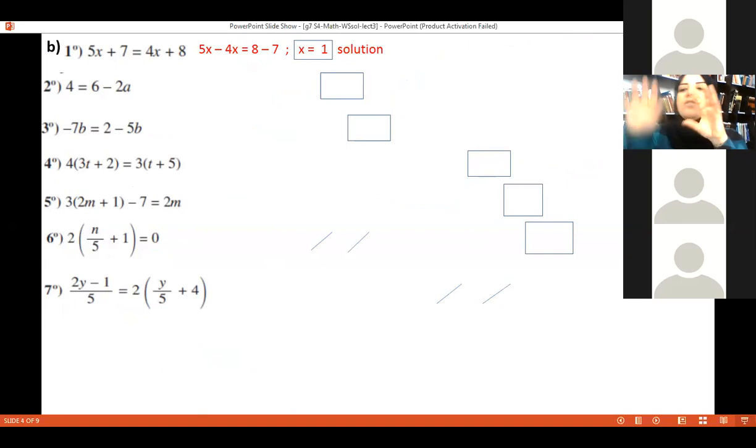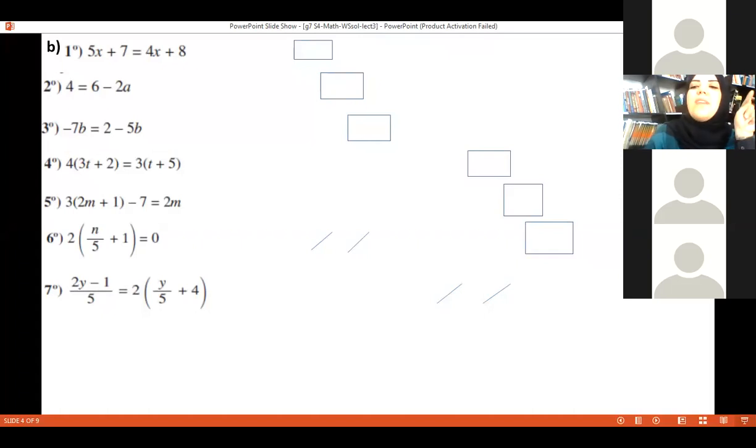We need to solve. We need to take everything that has x to the left and all the numbers to the right. Do you agree? Yes. Equals 4x plus 8. That means you have to move the 4x to the left and take the 7 to the right. Do you agree? Yes. So when I take the 4x to the left, it becomes minus. Excellent. It becomes minus 4x. And when I take the 7 to the right, it becomes minus 7.